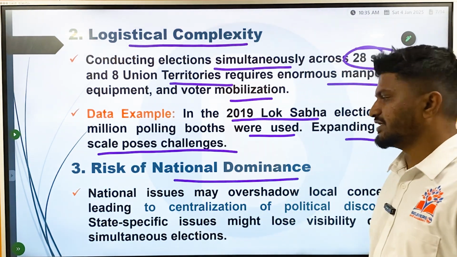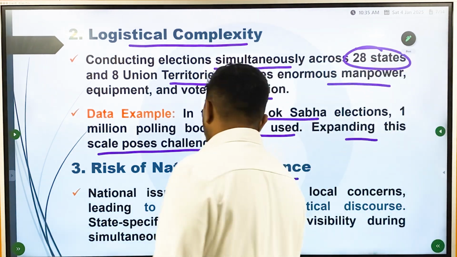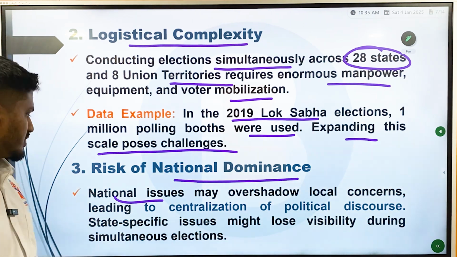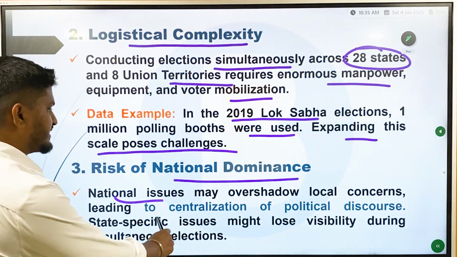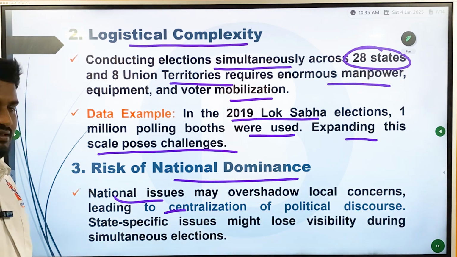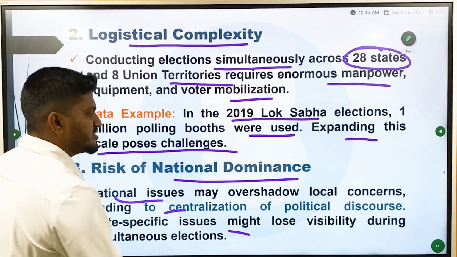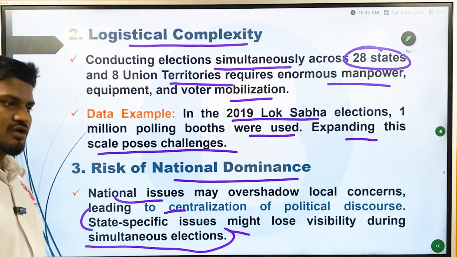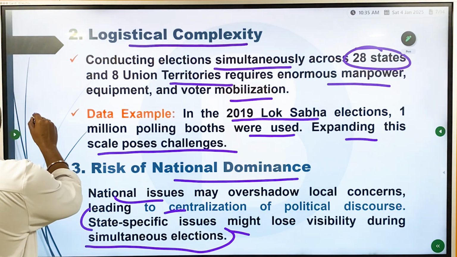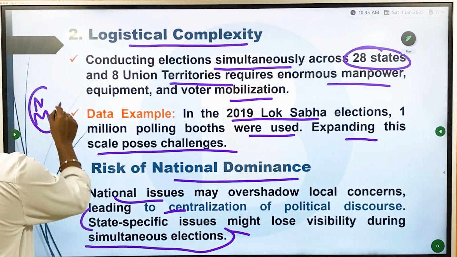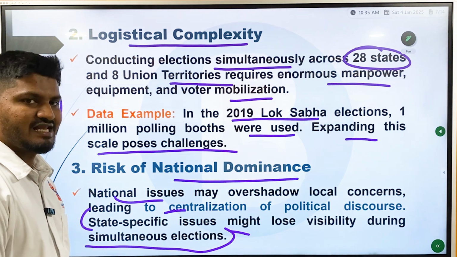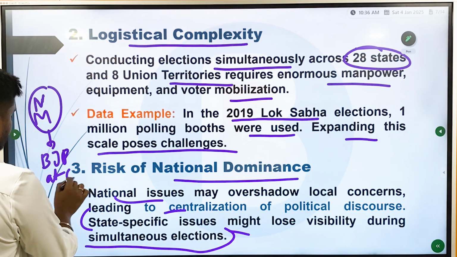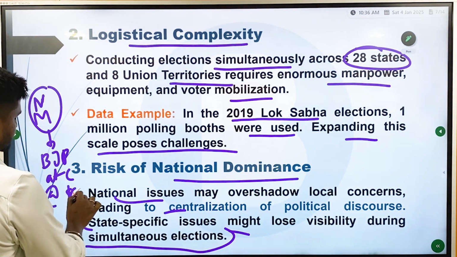Risk of national dominance. This is one of the major arguments of state governments. That is, national issues may overshadow the local concerns, which is leading to centralization of political discourse. State specific issues might lose visibility during simultaneous elections. Okay, so most of the time what happens is, if Narendra Modi is at the helm of campaigning for the BJP at the center and at the state, suppose Karnataka.